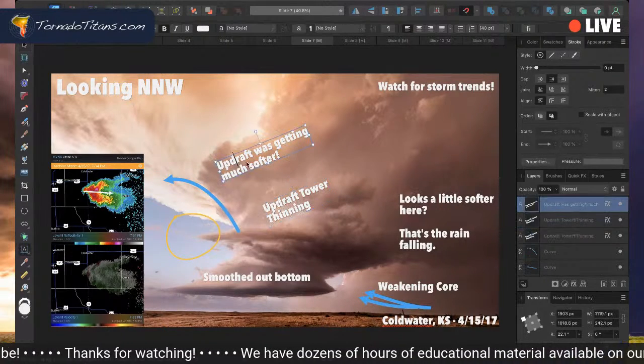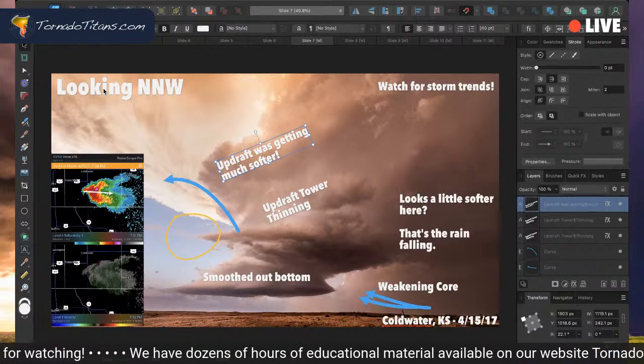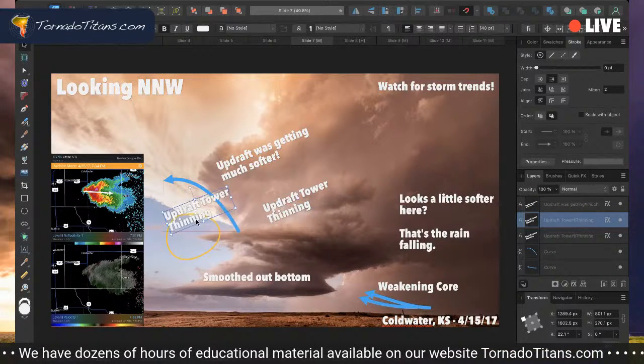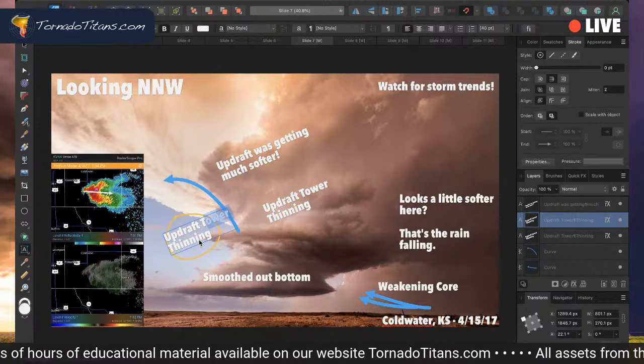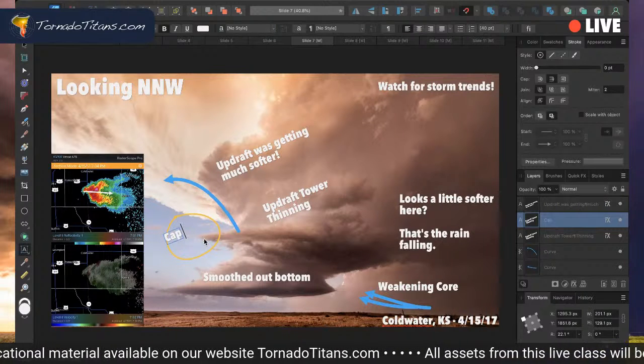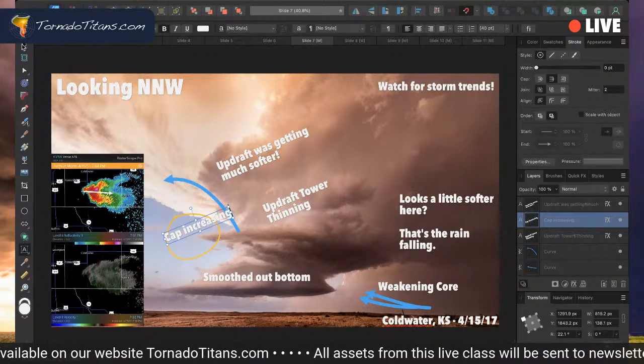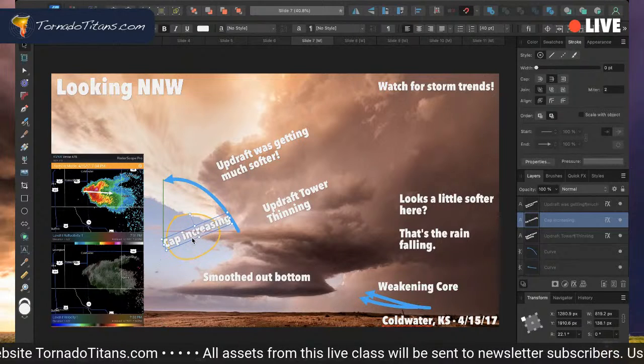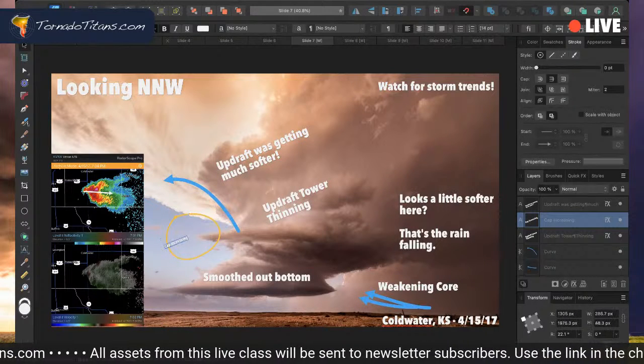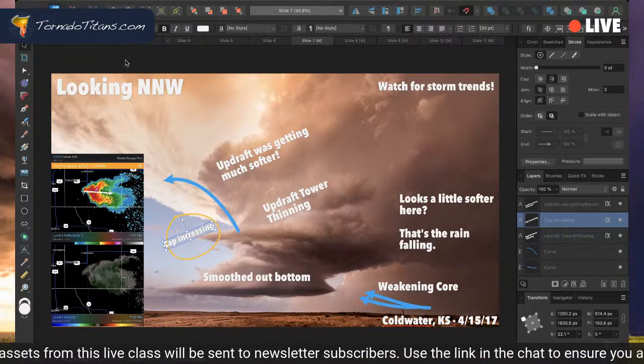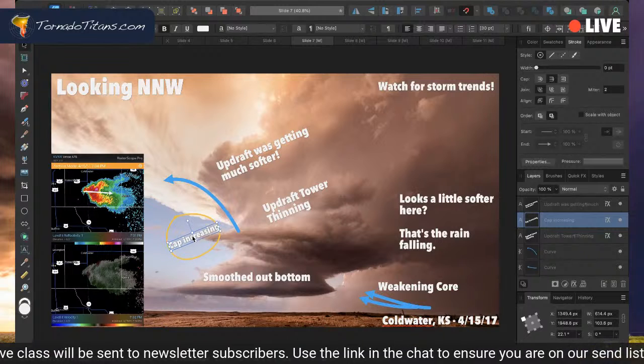So maybe one of these days I'll learn to type and talk. It's not happened yet. But yeah, let me put this cap increasing. And I'm going to have to lower that size down too. Image editing in real time, it's a real treat, I'll tell you.